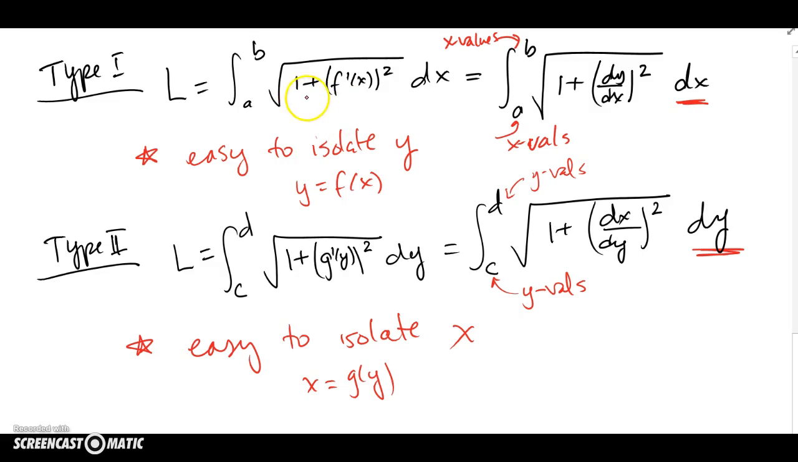So these are the two things we're going to keep in mind. We're basically going to have the square root of 1 plus f prime squared. If it's easy to isolate y, you're probably going to do a dx problem with limits of integration being x values, going from a certain x to another x. And if it's easy to isolate x, you're going to have a function of y, and you're going to set up a dy integral having y values for your limits of integration. Aside from that, all you're doing is differentiating, plugging it in here, and then analyzing the integral that you have to deal with. So let's go look at some examples.